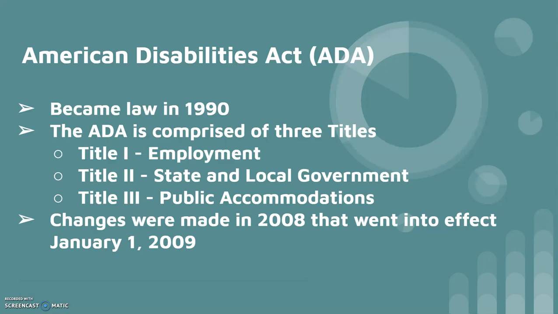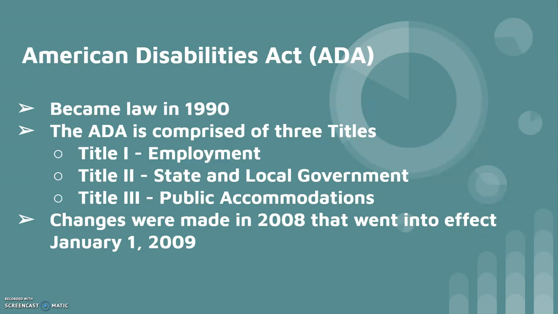This act is made up of 3 titles. Title I applies to all employers with 15 or more employees. The regulations for Title I define disability, establish guidelines for the reasonable accommodation process, address medical examinations and inquiries, and define direct threat when there is a significant risk of substantial harm to the health or safety of the individual employee with a disability or others.